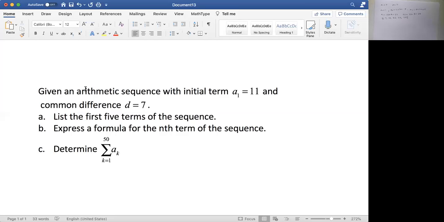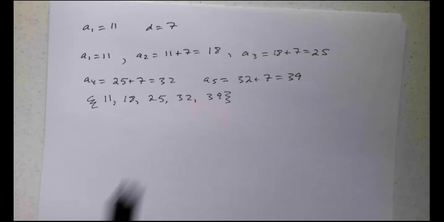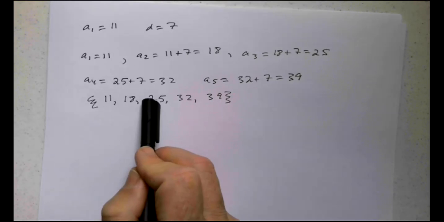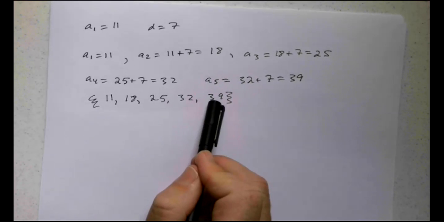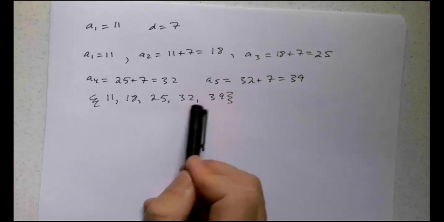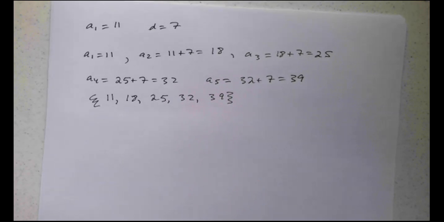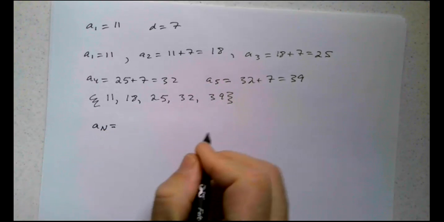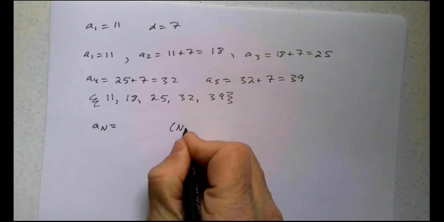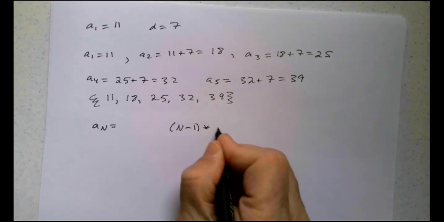We're supposed to find a formula for the nth term. So how do we find a sub n? Well, to find the third term, I take 2 steps of size 7. To find the fourth term, I take 3 steps of size 7. To find the fifth term, I take 4 steps. So to find the nth term, I don't take n steps, I take n minus 1 steps. Each step is size 7.